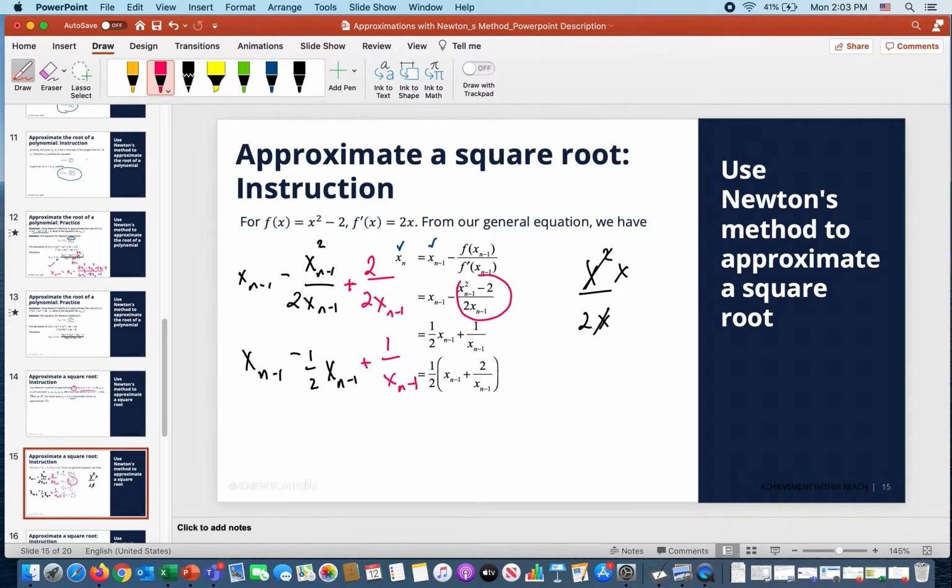Again, if you're wondering where all this is coming from, we're treating these x sub n minus 1s like they're x's and canceling out the like terms. This is 1 minus 1/2. Okay, 1 minus 1/2 is just 1/2 x sub n minus 1 plus 1 over x sub n minus 1.